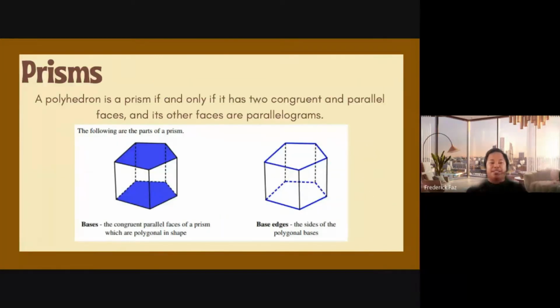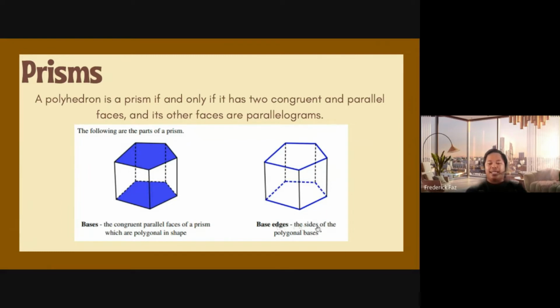Let's proceed to prisms. A polyhedron is a prism if and only if it has two congruent and parallel faces, and its other faces are parallelograms. So we have here an example of prisms. In this example, the bases are pentagons and the faces are parallelograms. If we are going to define bases, they are the congruent parallel faces of a prism, which are polygonal in shape. So this color blue are the bases.